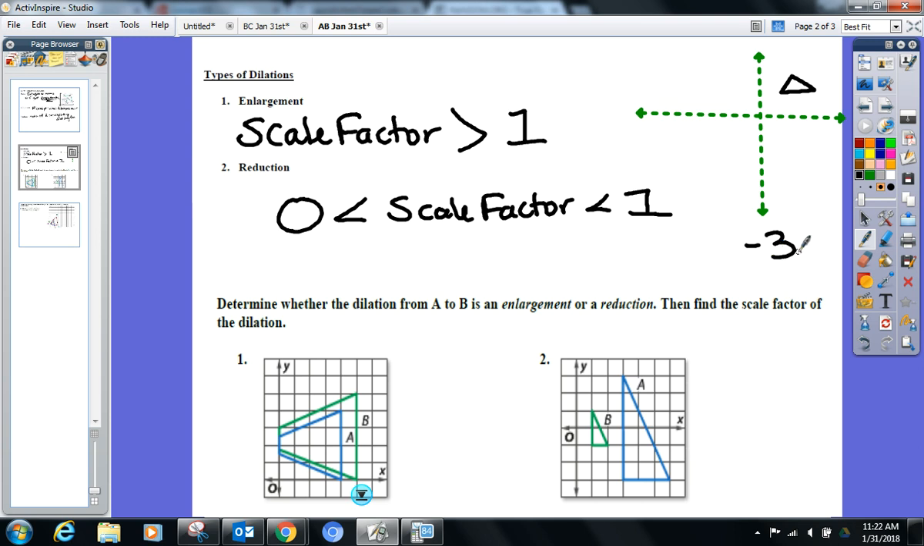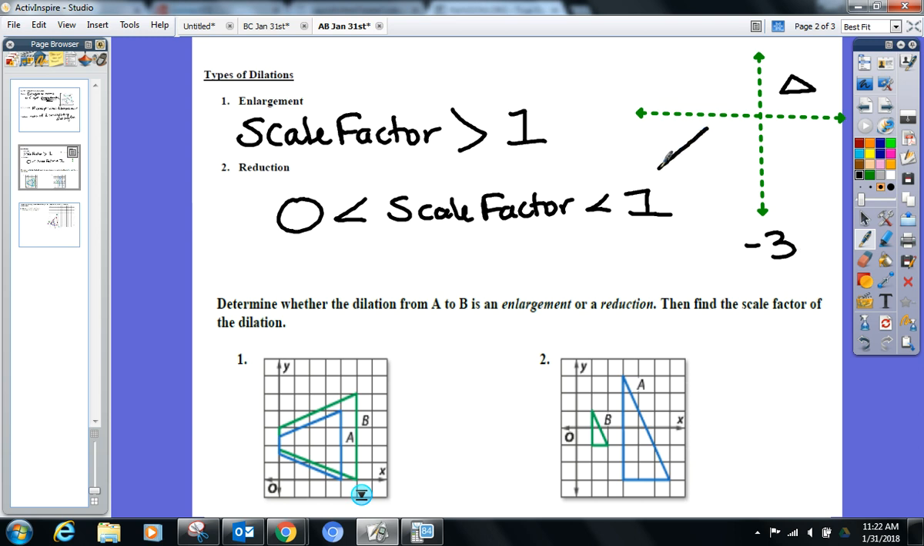3. Am I going to enlarge or reduce this triangle? Enlarge. It's bigger than 1. So it's going to get bigger. What's the effect the negative has on it? It's going to go through the origin and end up in quadrant 3. That's the effect the negative has. It goes through the origin.